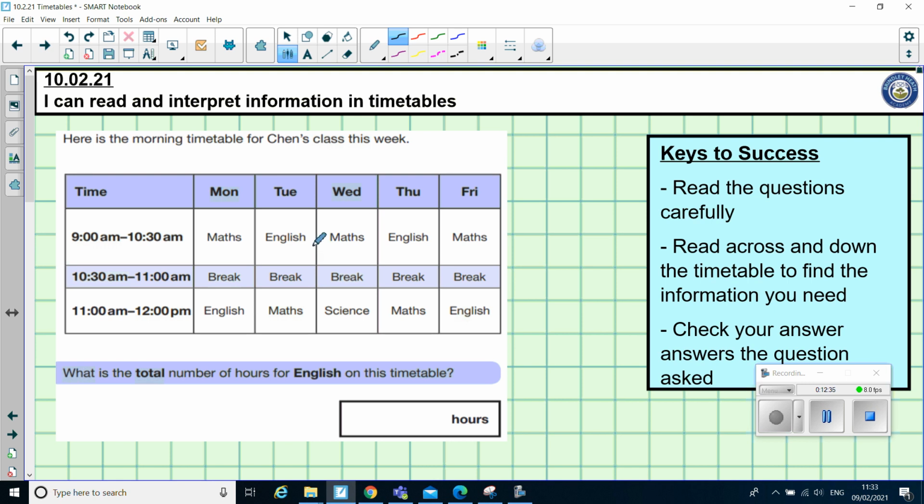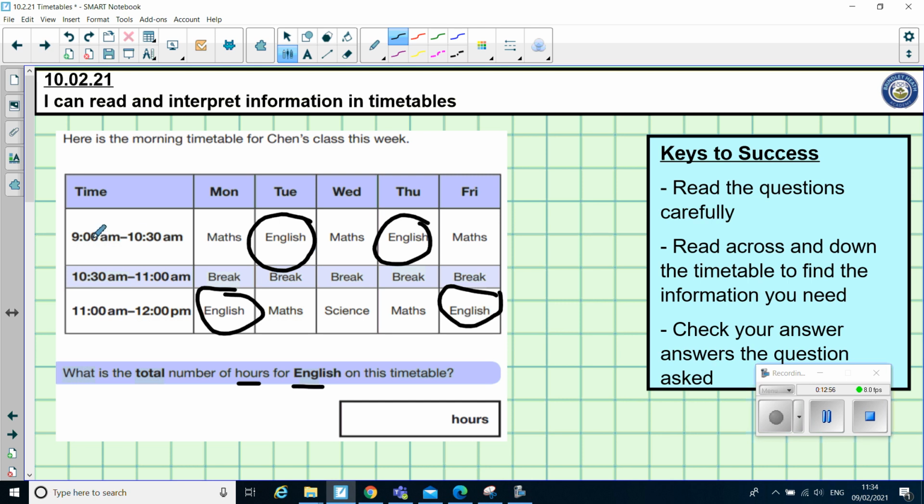Right, hopefully you've got an answer then, Year 6. This is what I would do if I was answering it. The question wants to know about English. How many hours of English? Not how many English lessons, but how many hours of English. So I would circle all the times that Shen has English. And then I would work out the hours and add them up.